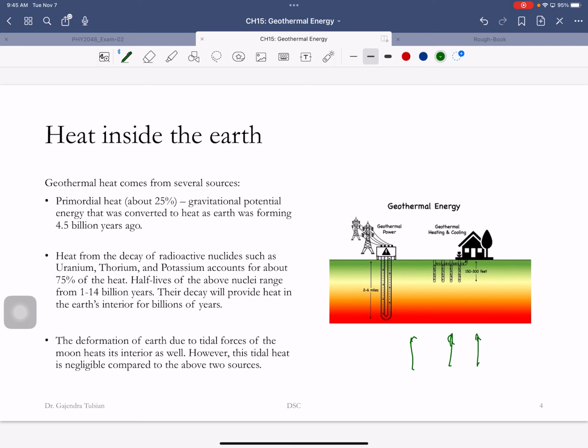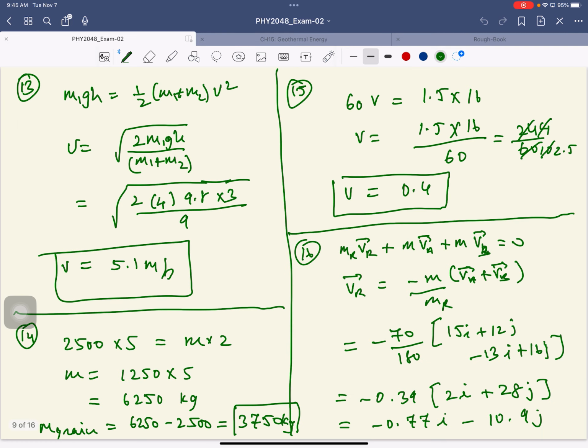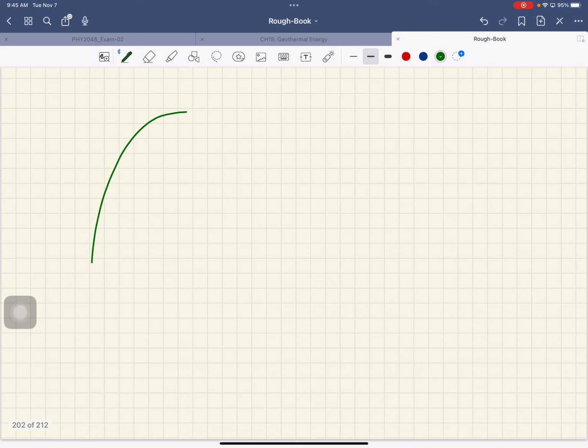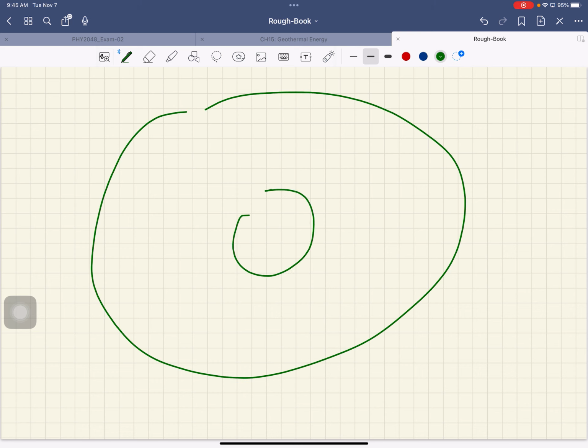Potential. It got converted to mostly heat. So when the earth was forming, it formed from stuff falling in, all this stuff. The same thing happened. All that heat from the potential energy was trapped down there, and that is rising.